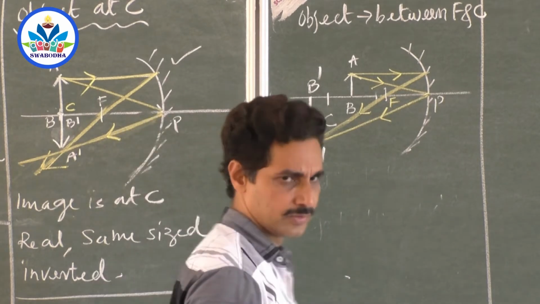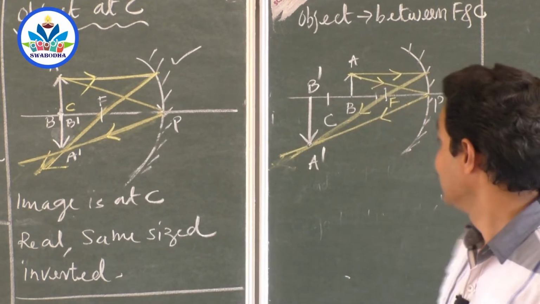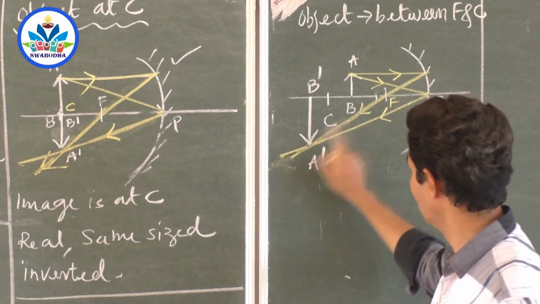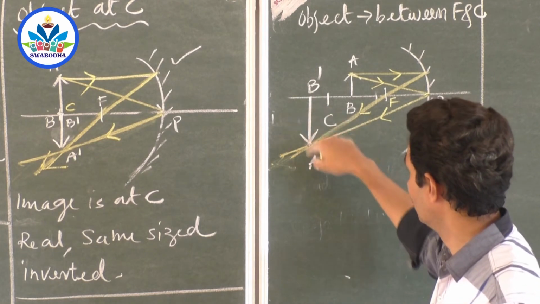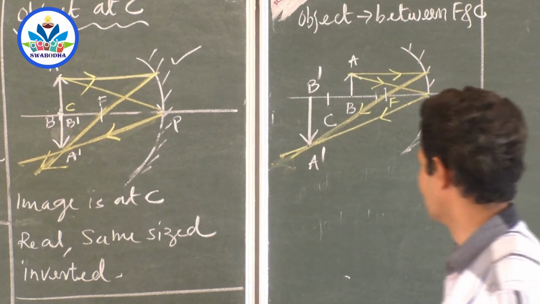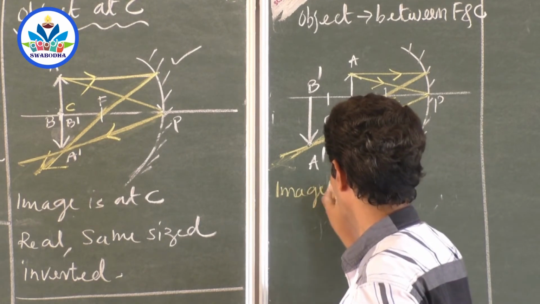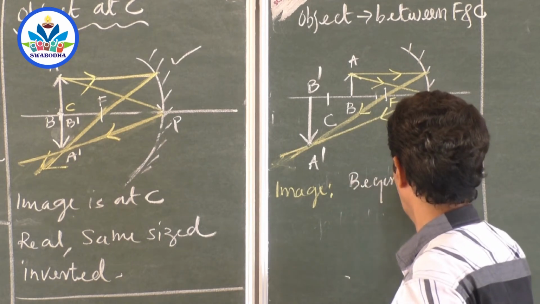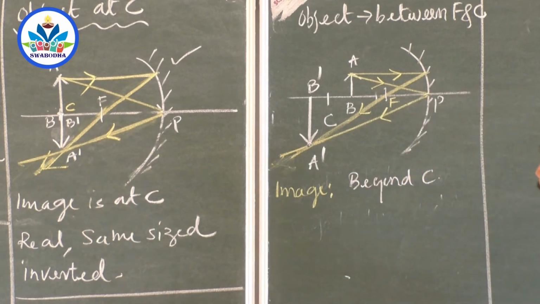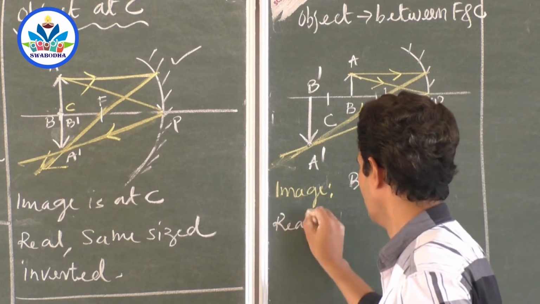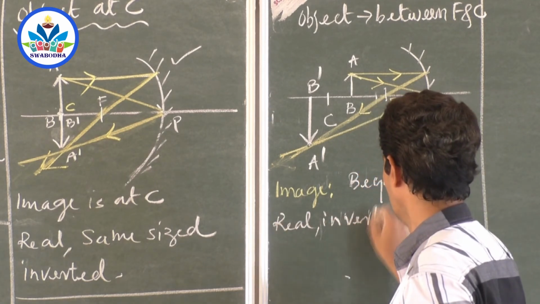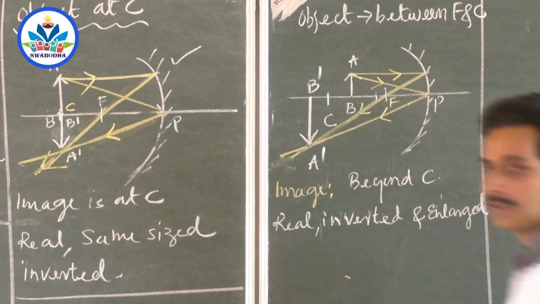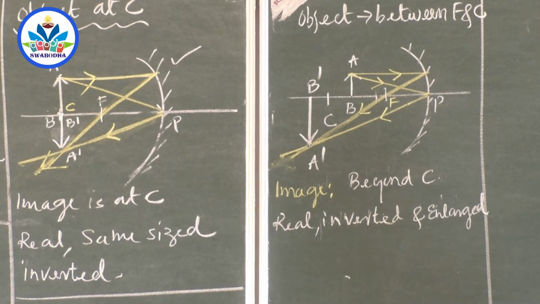So the same rays of light, 2 rays of light. A ray of light incident parallel to the principal axis passes through the focus, another to the pole reflects in such a way that it meets the previous ray, and both of them form the image here. So what type of image? Image is beyond C, and it is real, inverted and enlarged. Real, inverted and enlarged image is formed beyond C.